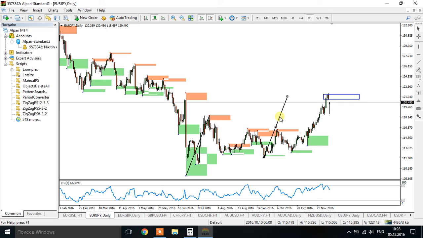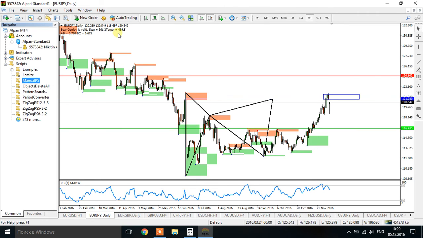Let me find something else. And the last thing in my checklist is to check if I have any advanced pattern formations. To check this, I am to draw my XA leg, my AB leg, and my BC leg. So the only thing that is left is to run my manual pattern search. It will analyze those lines that I draw as a potential pattern. And we see a bear Gartley.